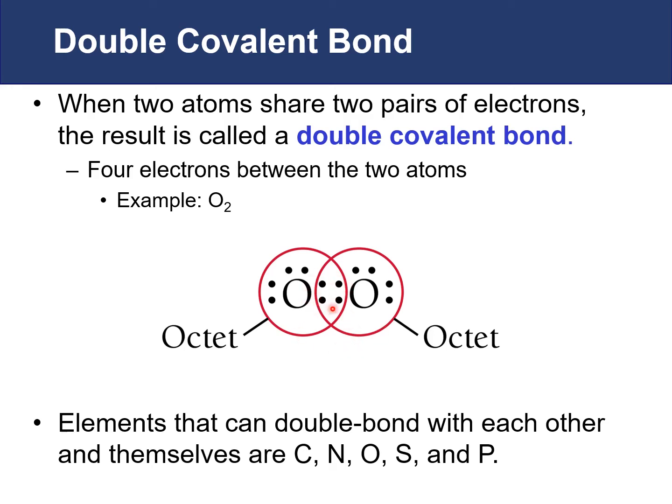So these 4 here in the middle, 2 come from the left oxygen, 2 come from the right oxygen, giving you a total of 8 electrons that are being associated with each one of our oxygens. So each oxygen atom is able to fill its octet, and it can do that by sharing 2 electrons of its own to receive 2 electrons from the other oxygen. Some other elements that we will work with that can form double bonds with each other and themselves are carbon, nitrogen, oxygen, sulfur, and phosphorus.